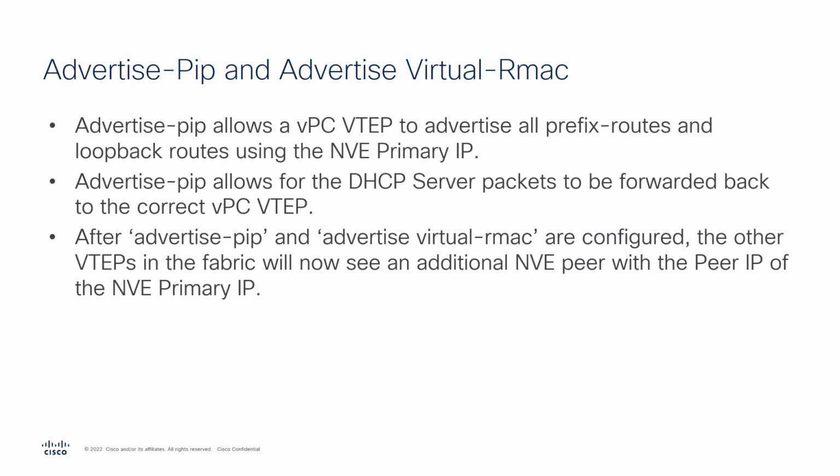The advertise pip command allows for the loopback prefix to be advertised with the next hop of the VPC VTEP's NVE primary IP. This will make sure that the DHCP server replies cannot accidentally go to the other VPC peer who did not originate the relay packets.